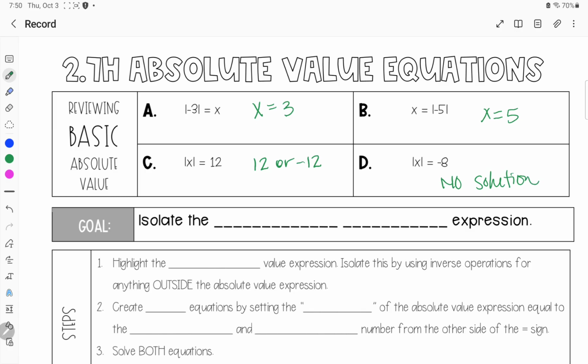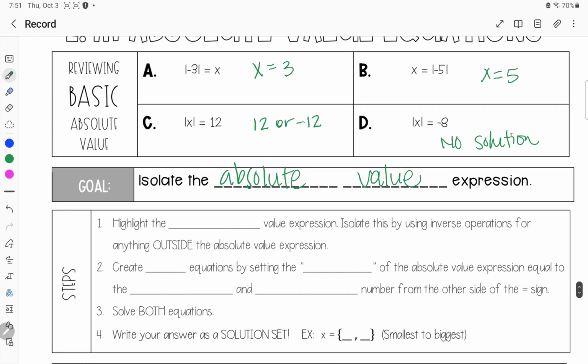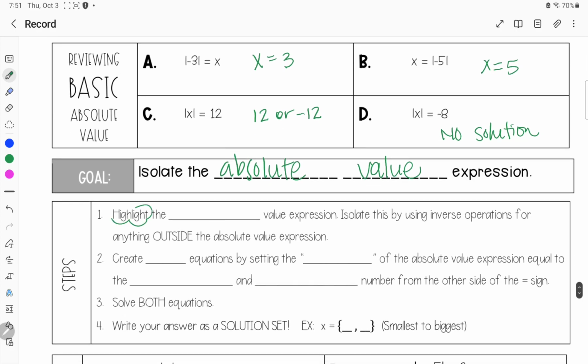So in the past, we were always trying to isolate the variable. In this case, though, we want to isolate the absolute value expression. We're looking to pull out that whole expression. That's what we want to get alone. So we're going to highlight the absolute value expression, and we're going to do this by inverse operations for anything outside the absolute value.